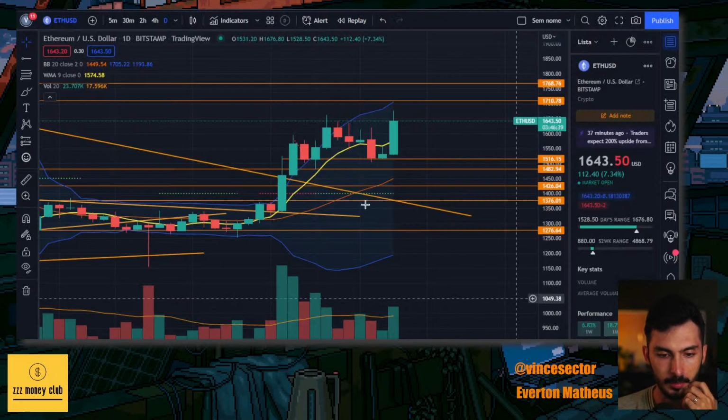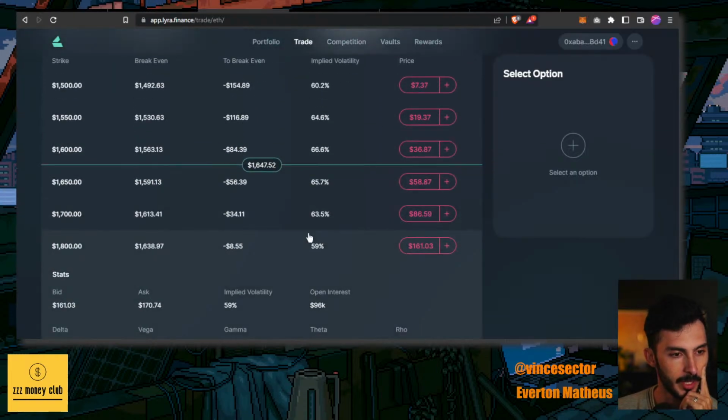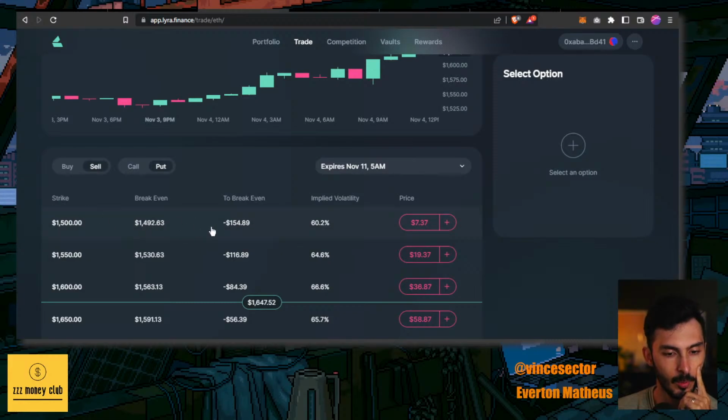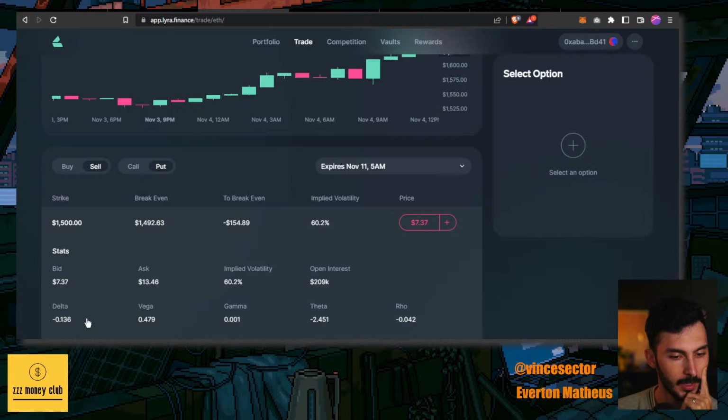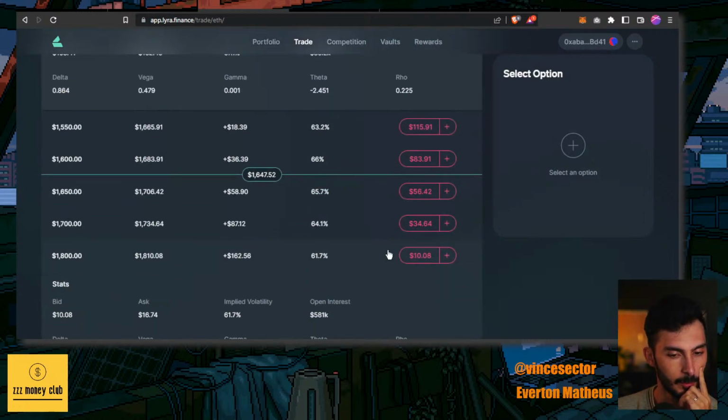Last week I sold a put. You can see I sold a 1400. Let's see, what do we have right now? We don't have a 1400. The lowest we can go is 1500. 13 delta, and we are collecting a 7.37 premium per contract. So not too shabby. We could do better. How much is the call paying? 10, but it's 17 delta, so it's a little bit riskier.